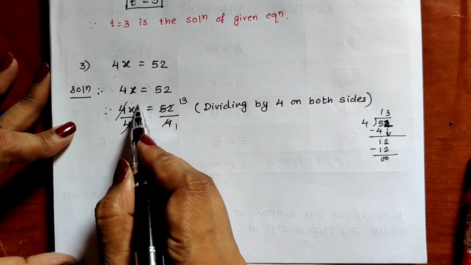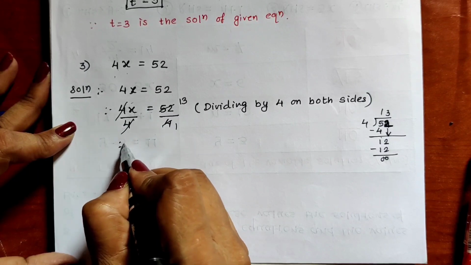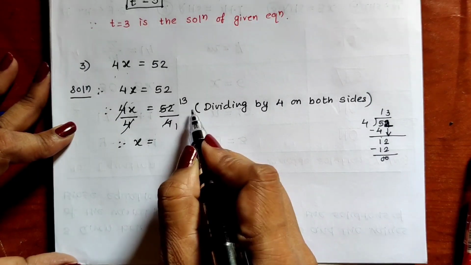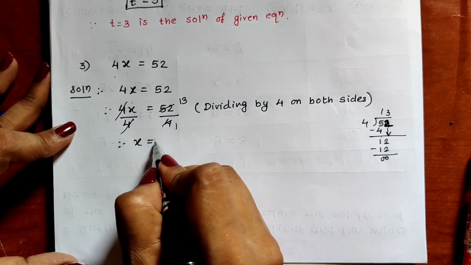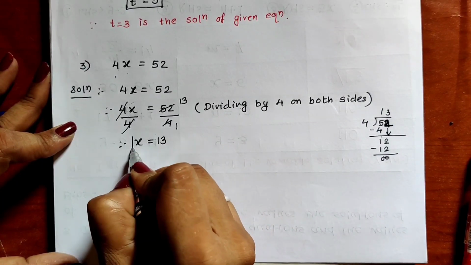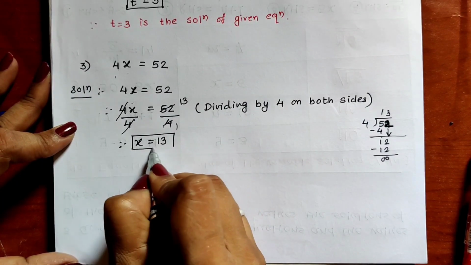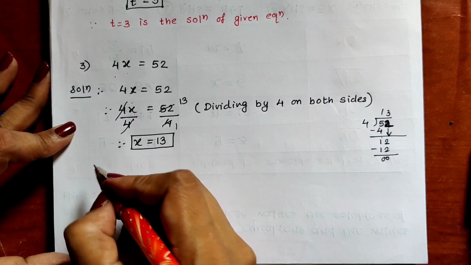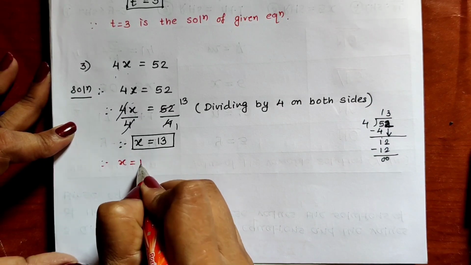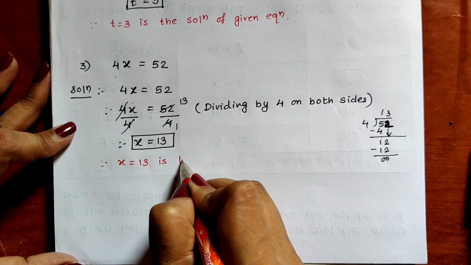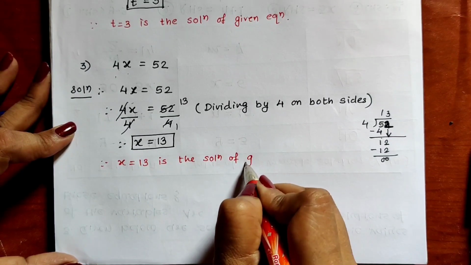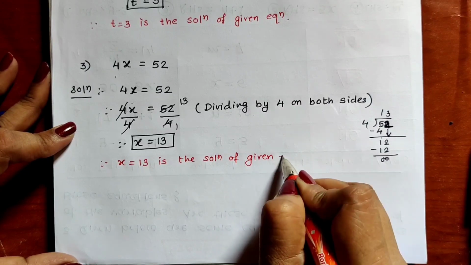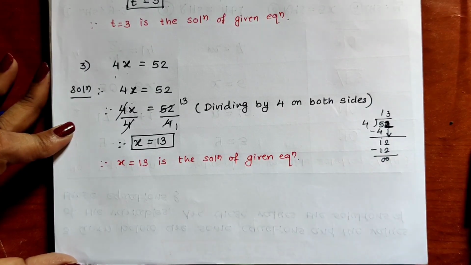What is remaining on the left hand side? This x is remaining. So we write x. On the right hand side what is there? 13 upon 1. Denominator 1 is there, we don't write it. We only write the numerator, which is 13. So x is equal to 13 is the solution of the given equation. Now let us go on to the next sum.